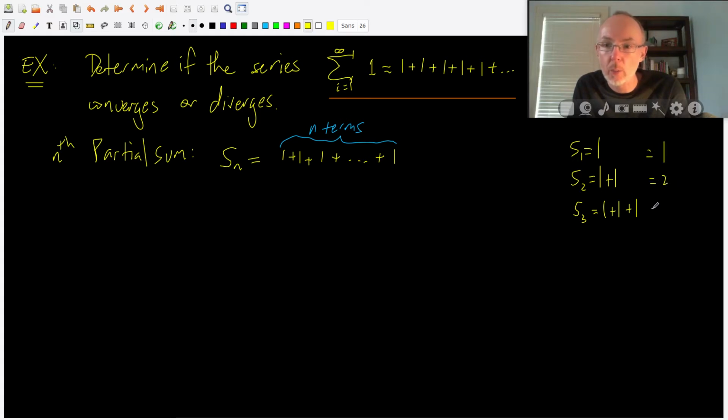So you can see what these sums are giving us, and so from that we can conclude that the nth partial sum must be, well, it must be n, right? We've added the number 1 together n times. And so we've got the nth partial sum.